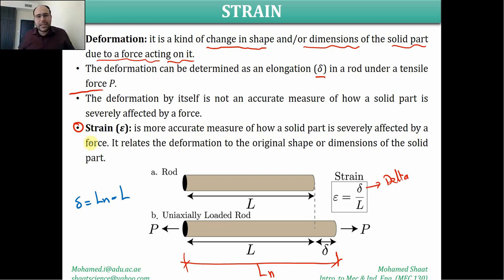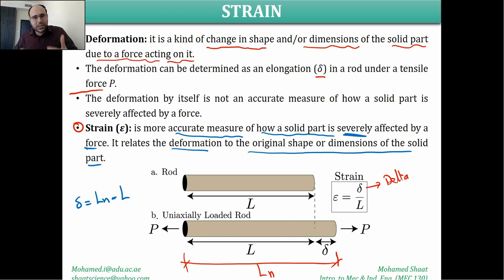So this is what distinguishes the deformation from the strain. The strain is a more accurate measure of how severely a solid part is affected by the force. It relates the deformation to the original shape or dimensions of the object; we have to relate to the original dimension.